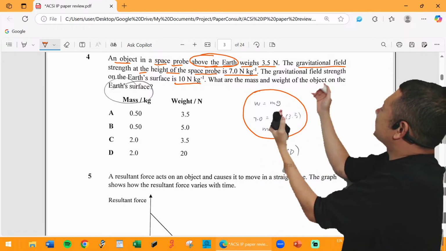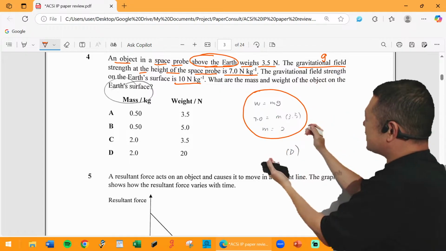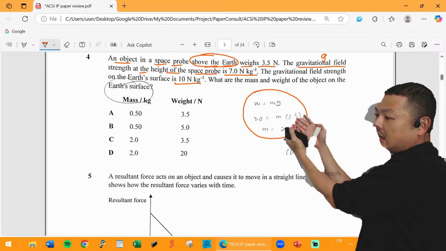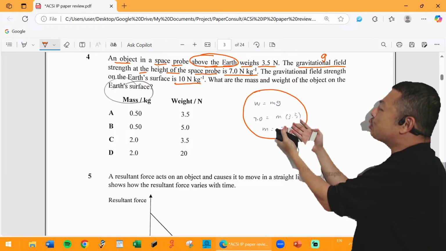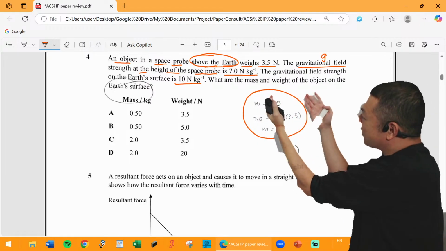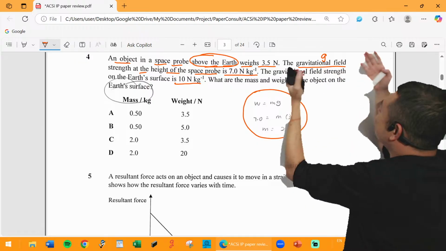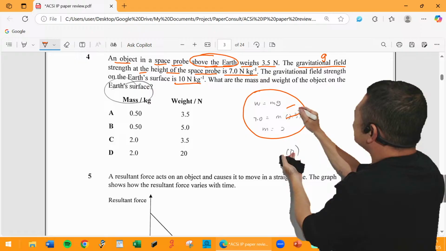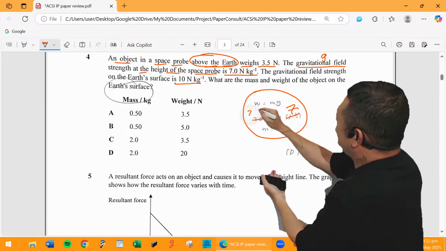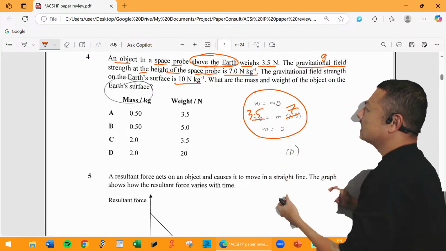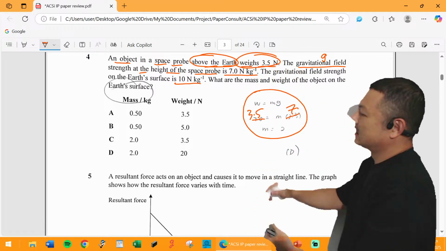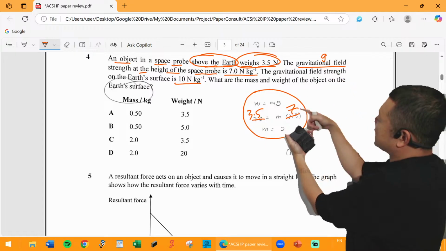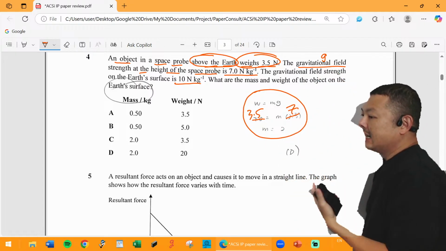Your G is 7. Why are you going to put 3.5? Wait, don't owe me. You got it. You got the equation correct. They literally said the G field strength is 7. Why are you going to put 3.5 here? This thing is 7. That thing is 3.5. That's the weight. Weight, W, G, D.